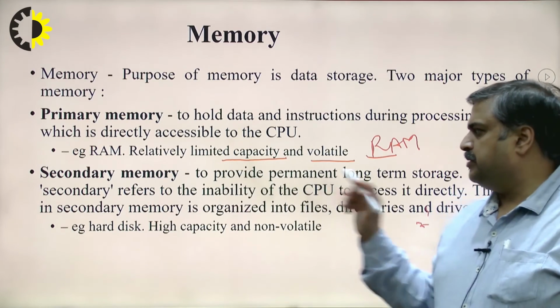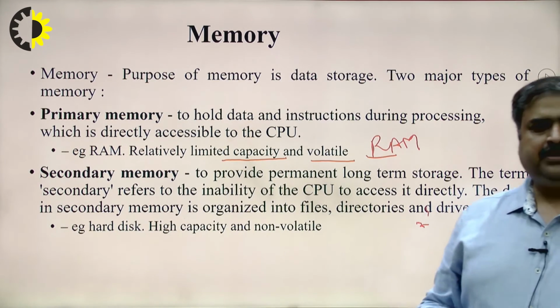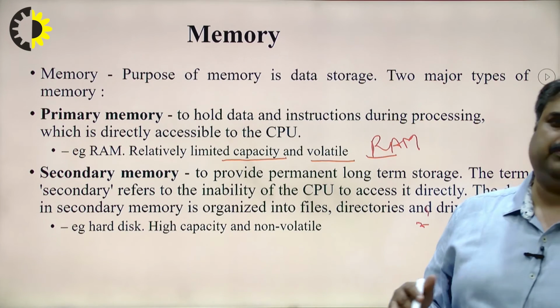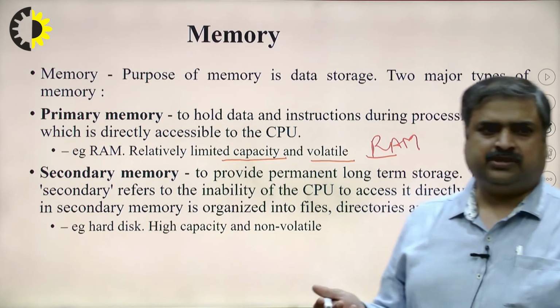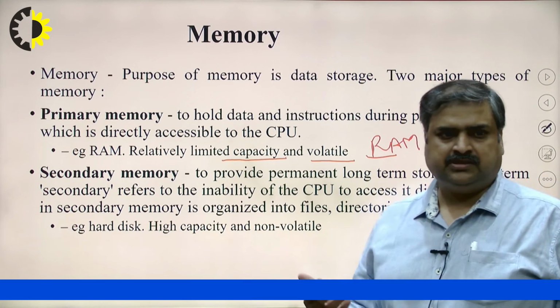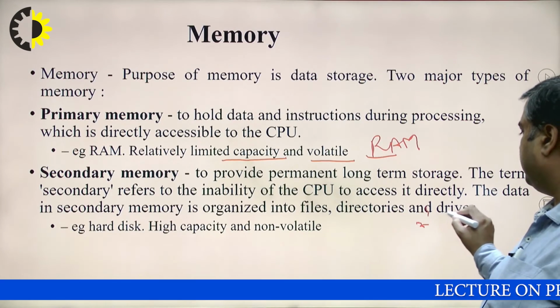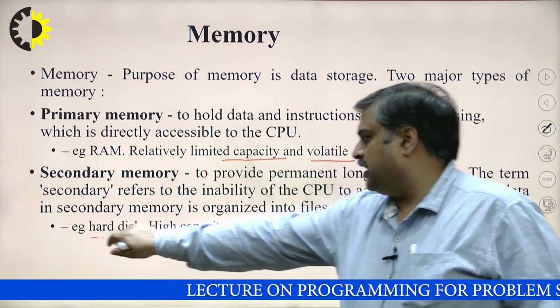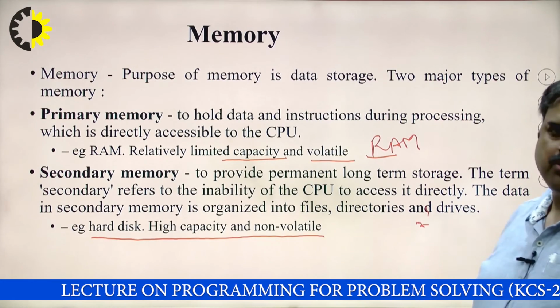And secondary memory, this is a permanent long-term storage where the secondary refers to the inability of CPU to access it directly. So data in secondary memory is generally organized in the form of files. So these are hard disk, high capacity and non-volatile memory.